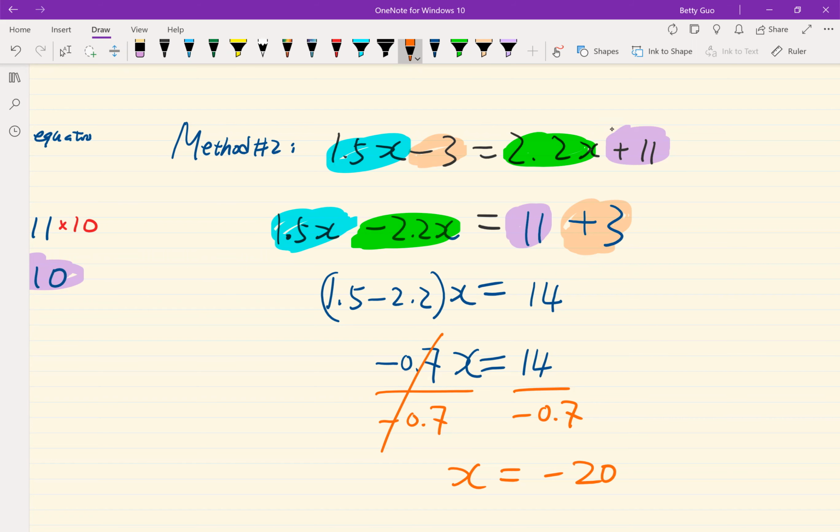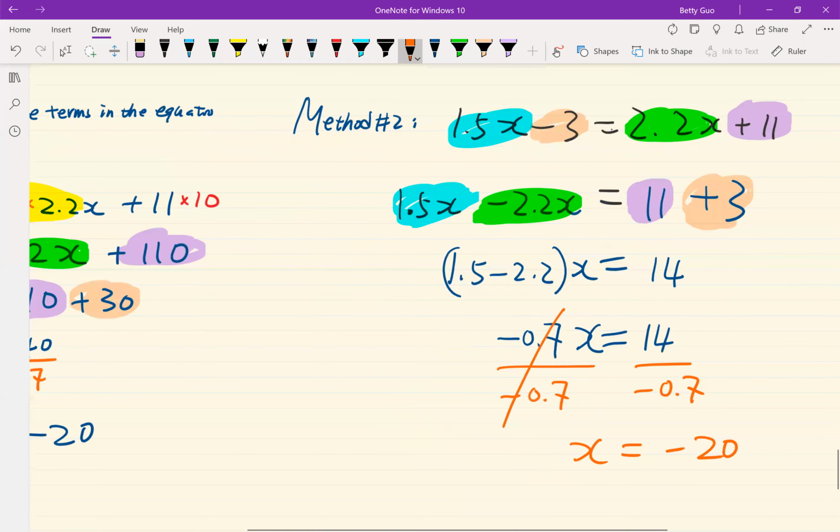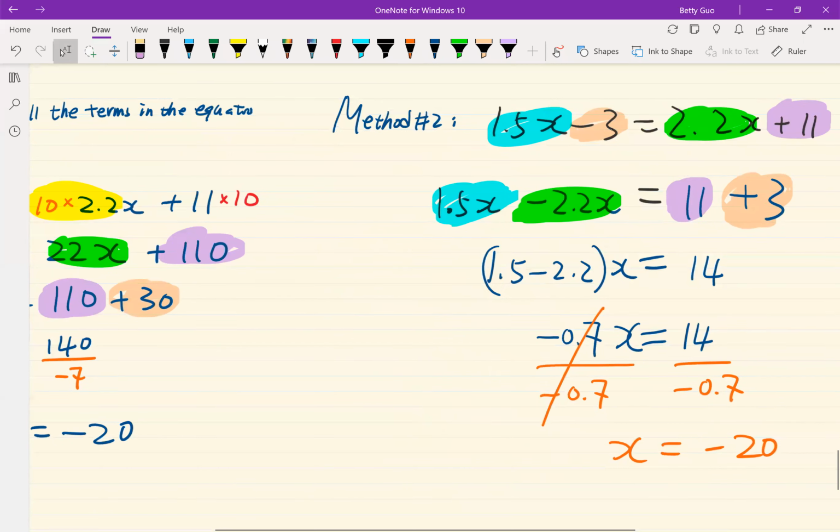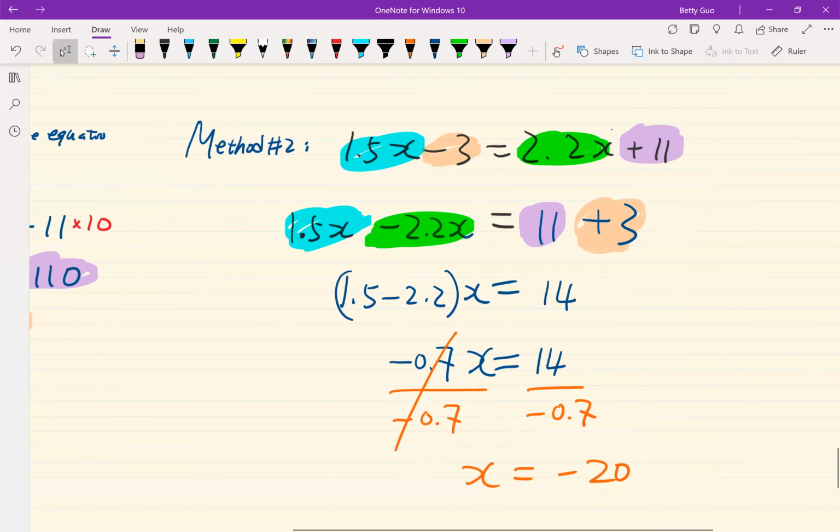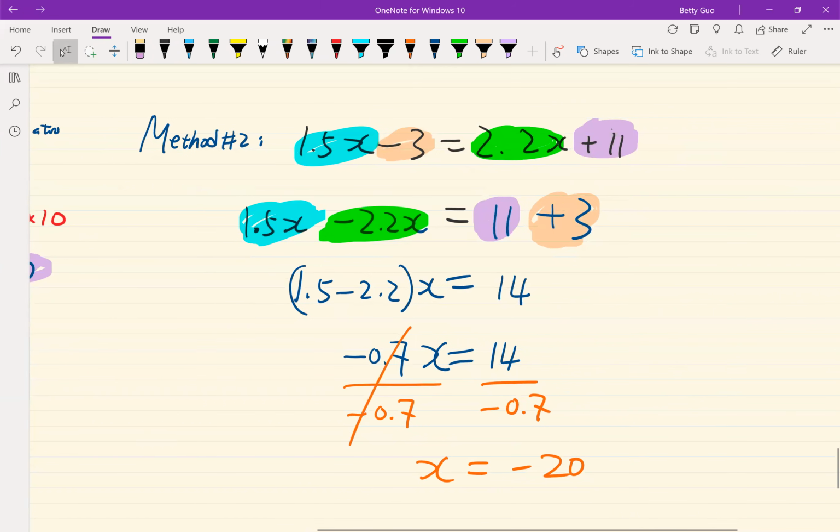So tell me, these two methods, which one do you like better? I would say the second method, because you have a calculator. I don't really worry about the operations with decimals. Calculator is very good at operating decimals. Okay, so that's how we solve linear equations in one variable.